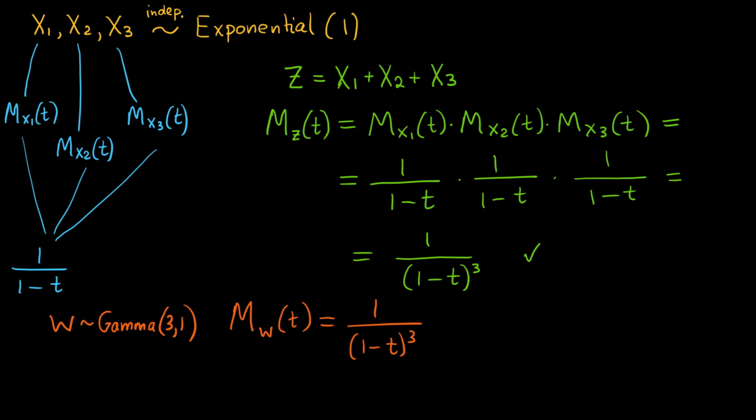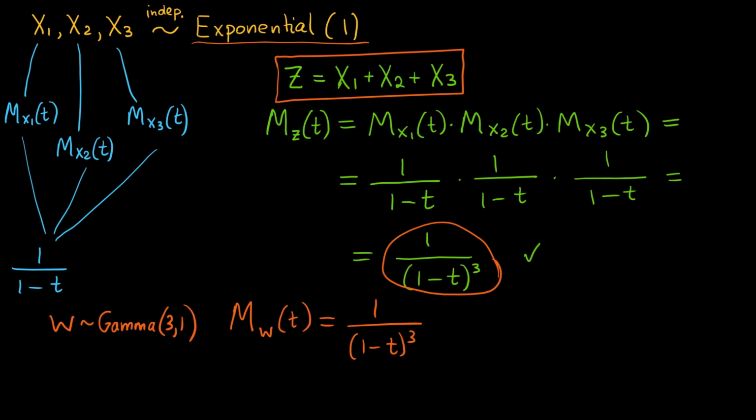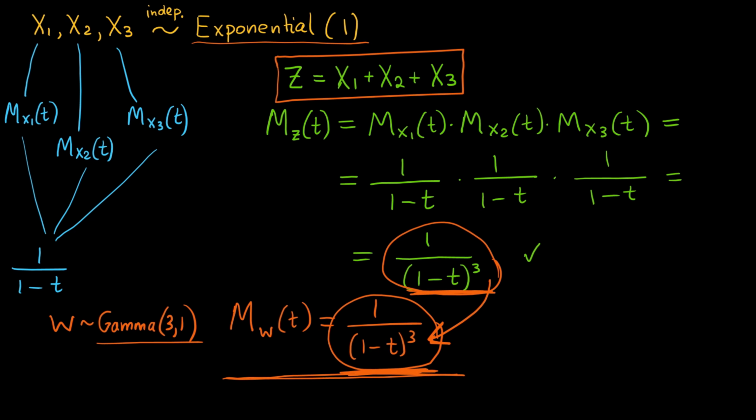Therefore, the sum of three independent random variables, each of which has the exponential 1 distribution, has the gamma 3,1 distribution. Because the MGF of the gamma 3,1 distribution exists, that means there is no other distribution out there with the exact same MGF. So if we stumble now upon this MGF, it must belong to that of the gamma 3,1 distribution. Pretty amazing. And look how easy it has been.